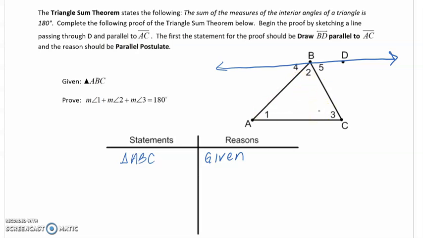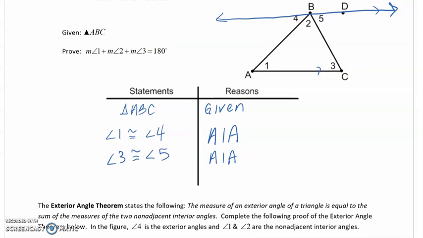So what's going on here? I can see that 1 is congruent to 4. If these lines are parallel, which they are, so now I can say angle 1 congruent to angle 4. Okay, why? Alternate interior angles. Okay, and I can say that angle 3 is congruent to angle 5. Why? Alternate interior angles theorem.